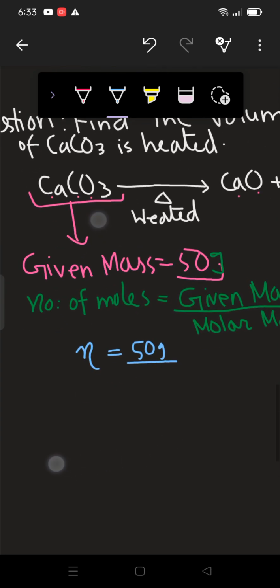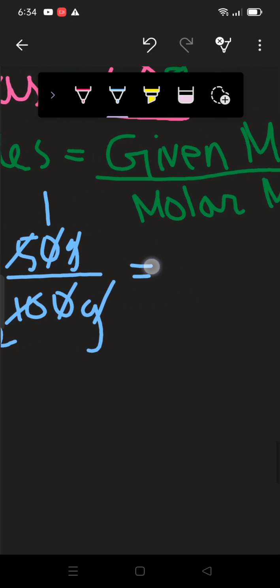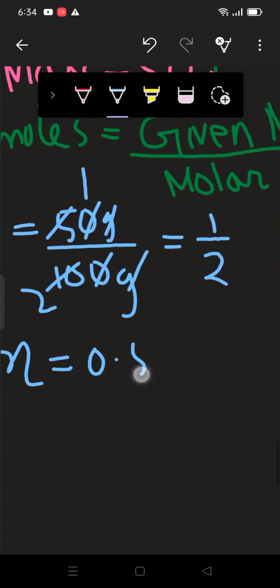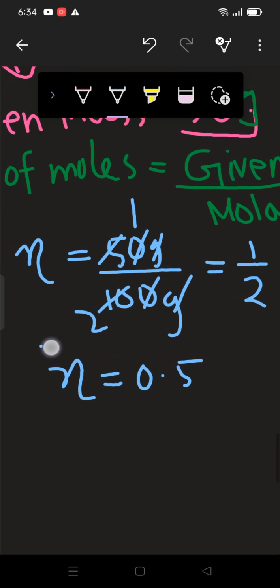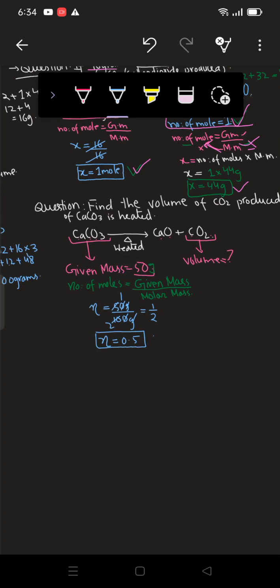Let's put this in the denominator. 100 gram, right? So gram cancels, 0 0 cancel, 5 1s are 5, 5 2s are 10, so it is actually 1 upon 2, and 1 upon 2 is equal to 0.5, right? Half. 0.5. Now we have basically calculated the number of moles.